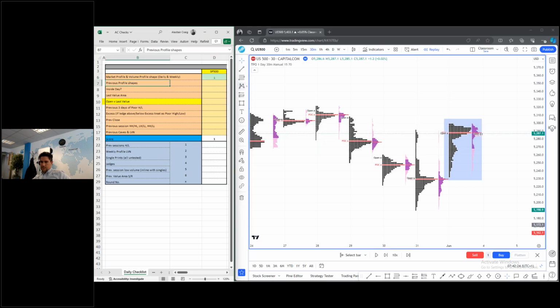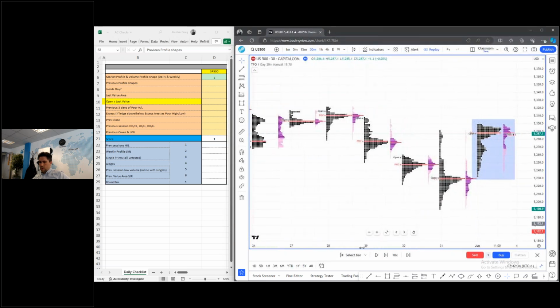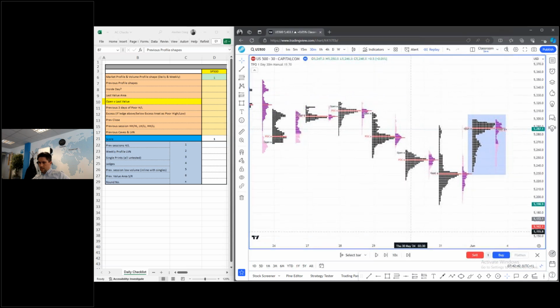The next check down is to check previous profile shapes, not just yesterday, but to tell the story of how we got to where we are. I'm looking back over the past 3, 4, 5 days. Like I said, I'm trying to paint a picture, right? What has happened previously, which also supports this argument for going long? Now, the first thing that I can see is this balanced day here.